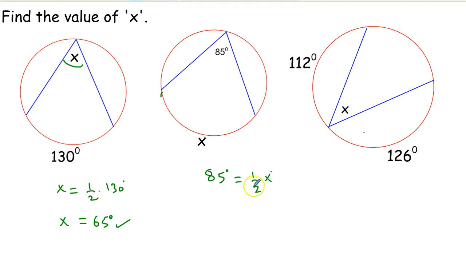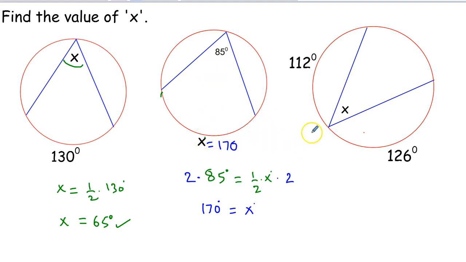Now, what is x? There are many ways you can do it, either cross multiply or multiply by 2 on both sides. On multiplication, 2 times 85 is how much? That is 170 degrees. Half x times 2 is just x, or half times 2 is 2 halves, that gives you 1, that is 1x. The value of x is 170. See, 170 and half of 170 is 85.